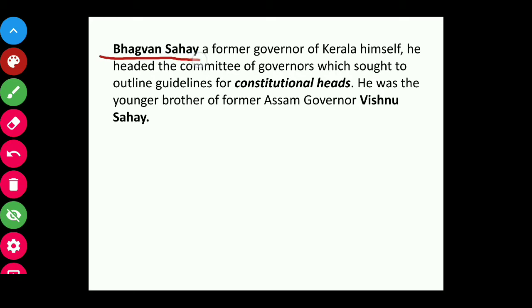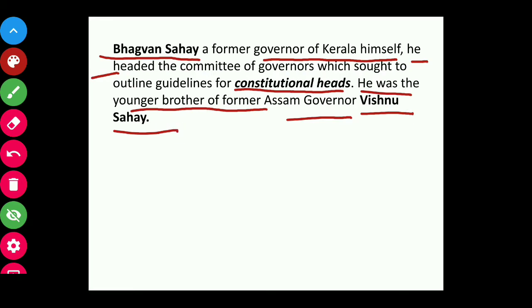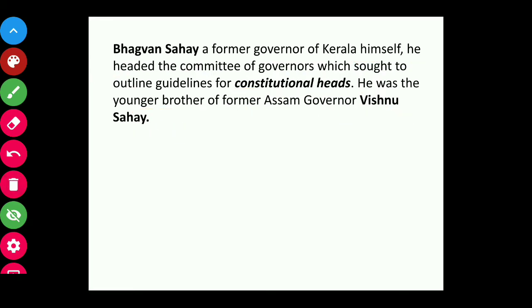Bhagwan Sahay, a former governor of Kerala himself, headed the Committee of Governors which sought to outline guidelines for constitutional heads. He was the younger brother of former Assam Governor Vishnu Sahay. So keep in mind, whenever you hear Bhagwan Sahay, just remember that he is the brother of former Assam Governor Vishnu Sahay.